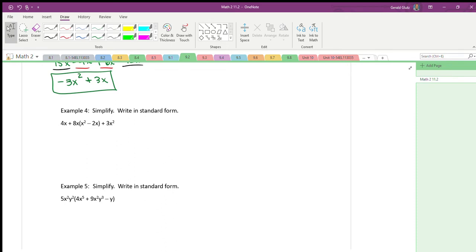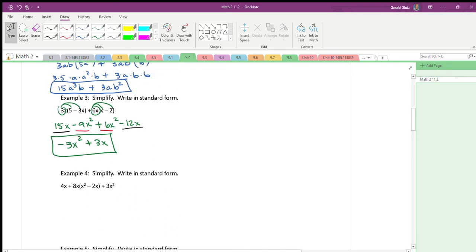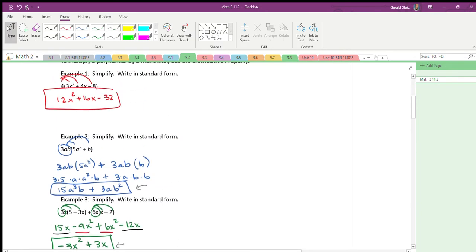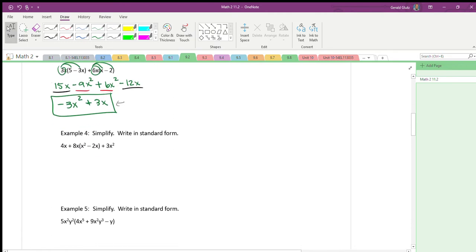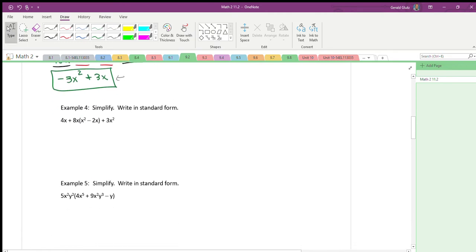So moving on to example 4. I have to write this in standard form, which we've been doing each time. This is standard form, this is standard form, standard form. So basically they're just telling us to find the answer the same way that we've been doing it.